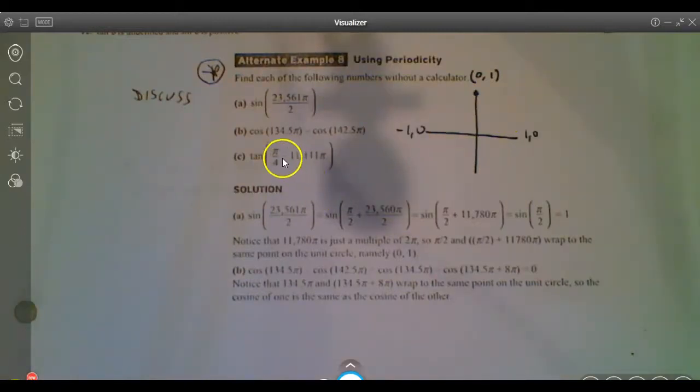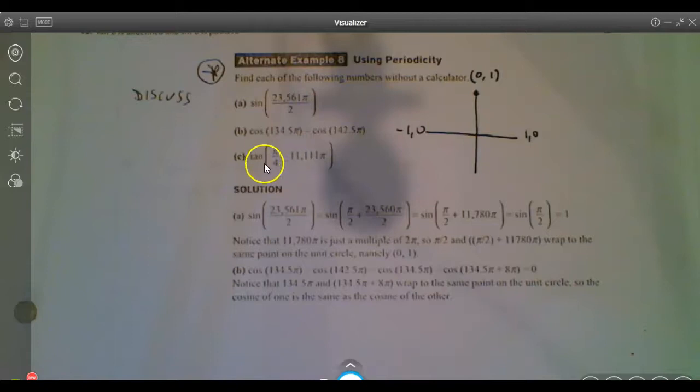So when I have a tangent of a value, it doesn't matter how many multiples of pi there are. I can take this out and be right back to where I started. So the tangent of pi over 4 plus, no matter how many multiples of pi you put here, it's the same thing. It's just the tangent of pi over 4. It's going to put me right back to where I started.